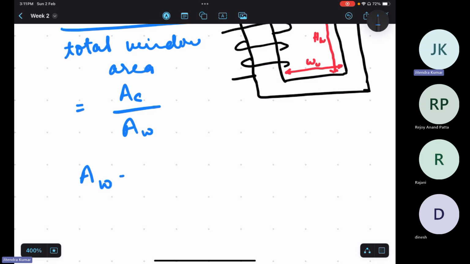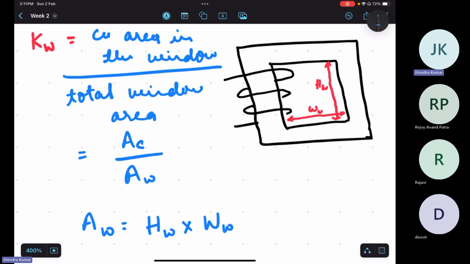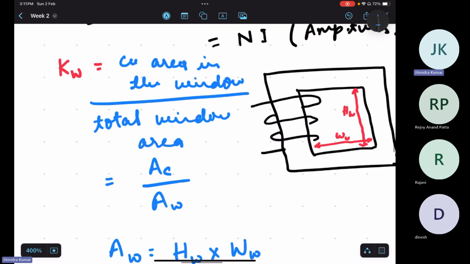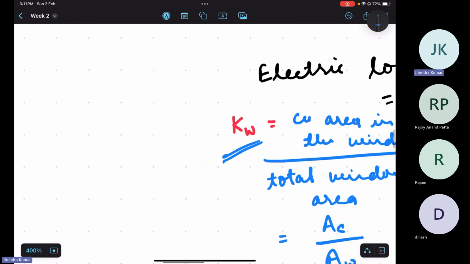So window area is nothing but height of window into width of window. Okay, this is sorted. Now the copper area will be some portion of it, which we can calculate from the placement of that winding, right? So if we are generally given this window space factor, this KW is nothing but the window space factor, right? Let me write it here.